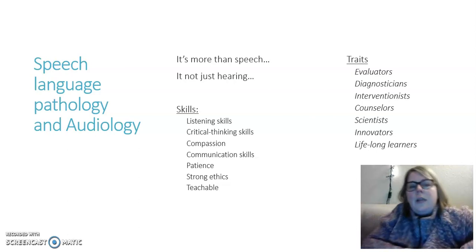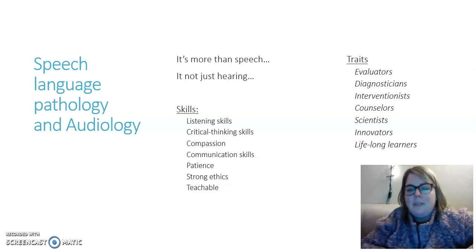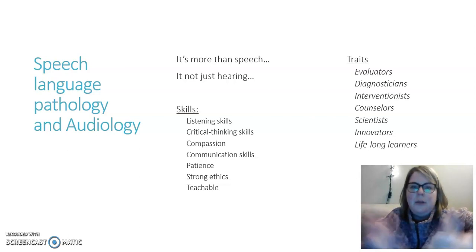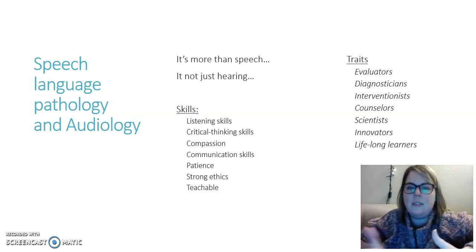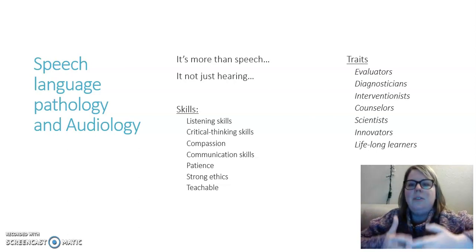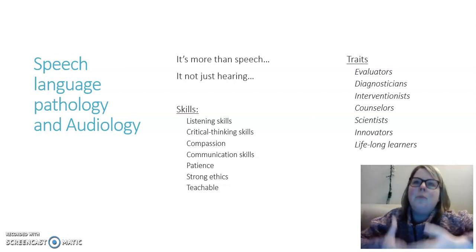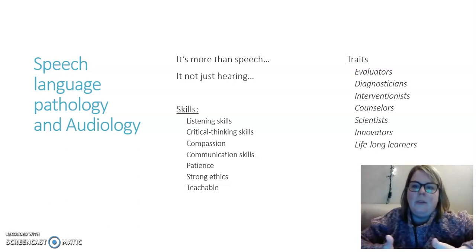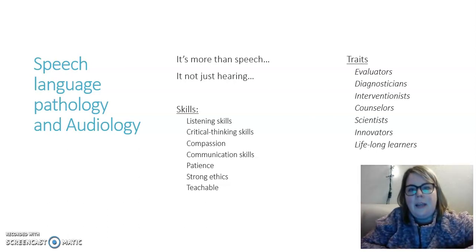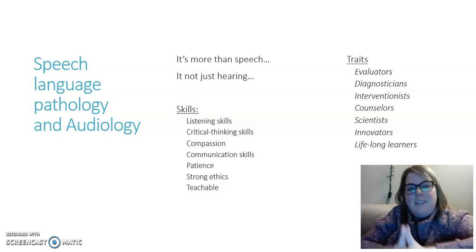Okay, so an SLP and audiologist have to have different types of traits. So again, it's not just walking in with a sheet of paper, checking off a list and going, okay, I did my job for the day. We really have to take everything with us to each session and make sure that we are constantly improving and providing adequate care. So SLPs and audiologists are evaluators. They're looking at the whole person and how that person interacts with their environment. They're also looking at each individual component.